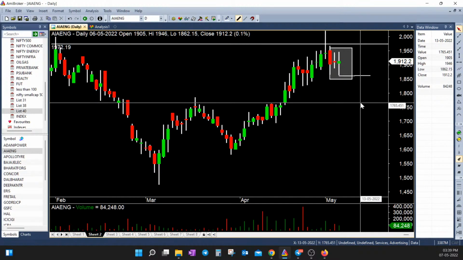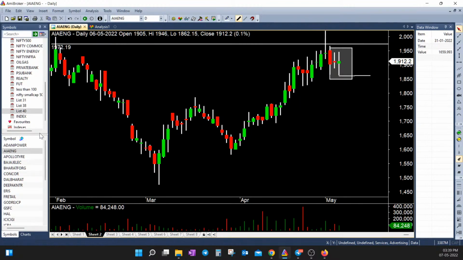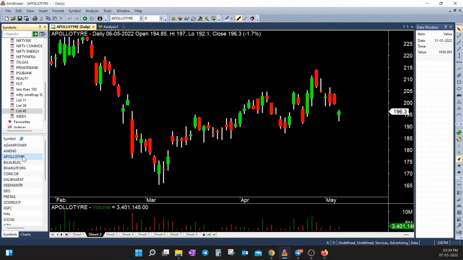Clear? Am I going too fast? Please comment. Should I slow down?